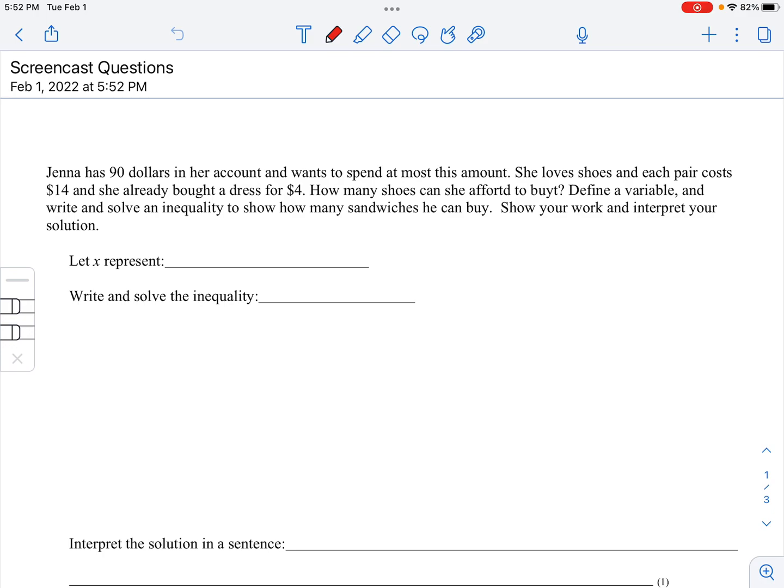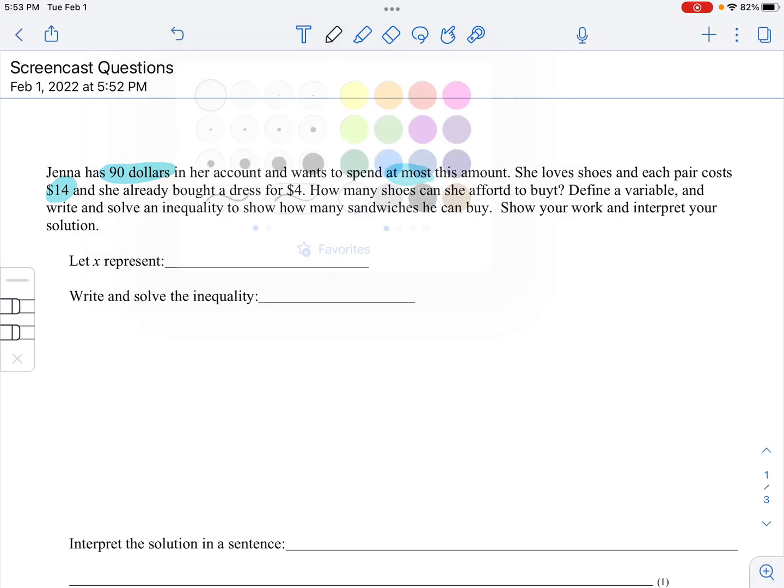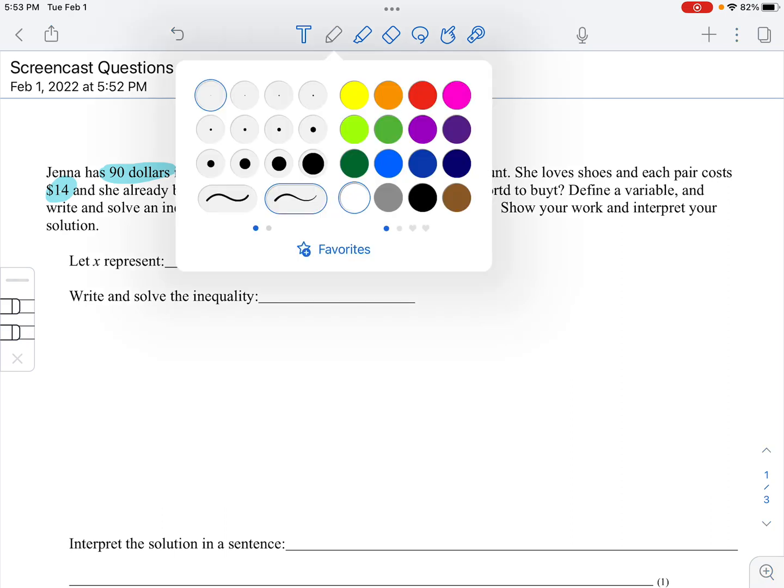So Jenna's got $90 in her account, and she wants to spend at most that. I think that word's going to be pretty important. The $90 is pretty important. She loves shoes, and each pair costs $14, and she already bought a dress for $4. Okay, when I wrote that problem, that was supposed to say 40, so let's change that, because who can buy a dress for $4? Although maybe she went somewhere like a thrift store, in which case, great find Jenna. But let's change it to 40 just so that the numbers are maybe a little nicer.